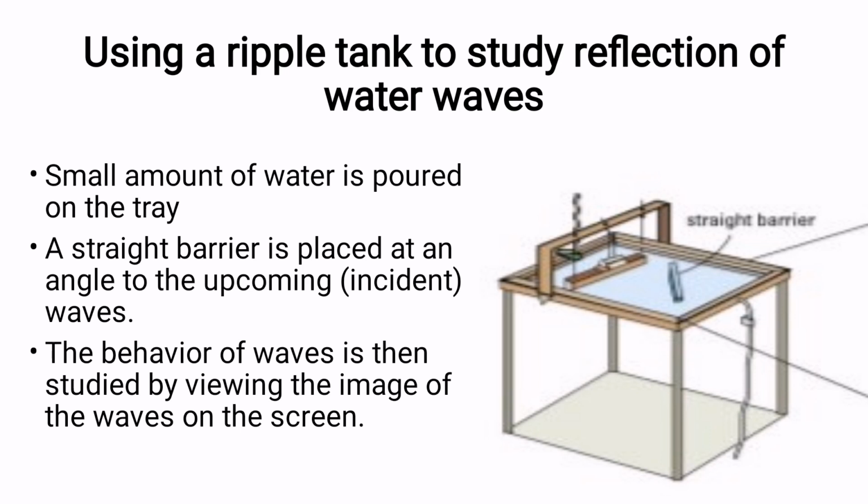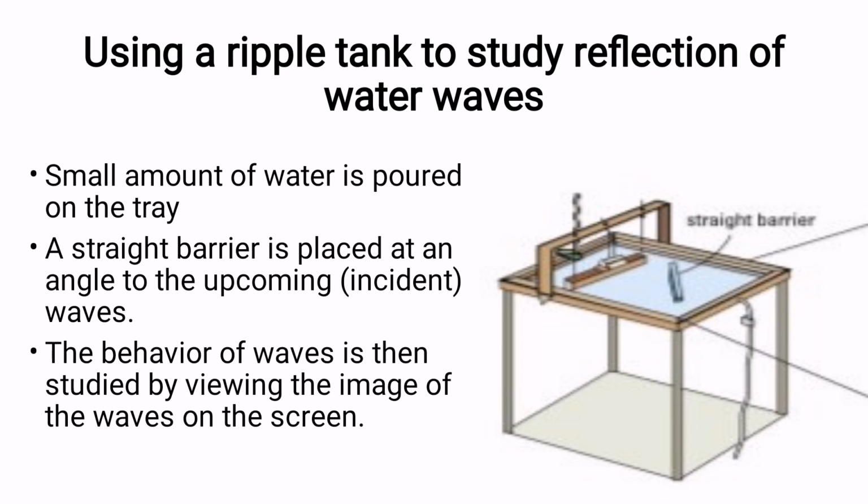A straight barrier is placed at an angle to the upcoming rays. So here is a barrier. You see this small object is the barrier, and this bar generates waves by the use of a motor that is attached to the bar, so that it causes it to vibrate. The behavior of the waves is studied by viewing the image of the waves on the screen.